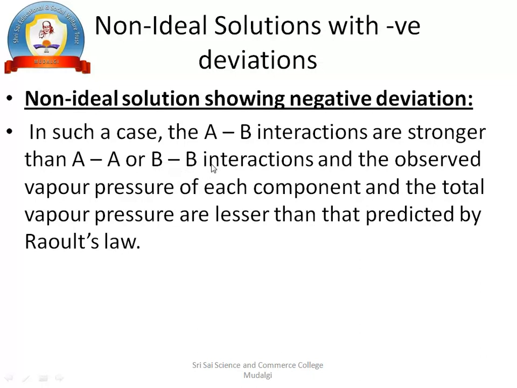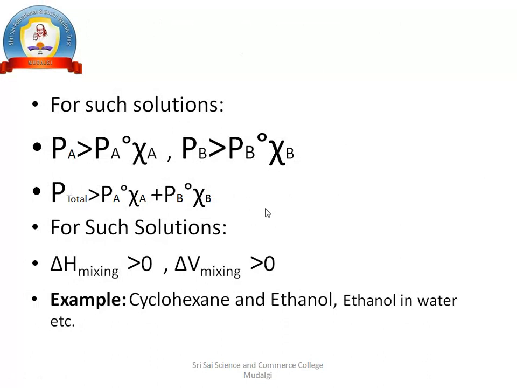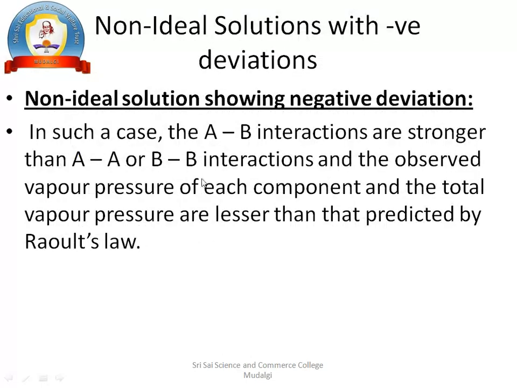Now, don't get confused here. For positive deviation, this interaction is weaker, but for negative deviation, the solution interaction AB will be stronger than the individual force of attraction between components AA or components BB, and the observed vapor pressure of each component and the total pressure will be lesser than expected. Now, in the previous slide, you can see the observed pressure and total pressure are greater for positive deviation, but for negative deviation the observed pressure and total pressure are lesser than predicted by Raoult's law.